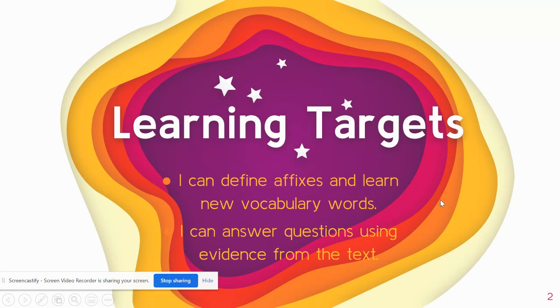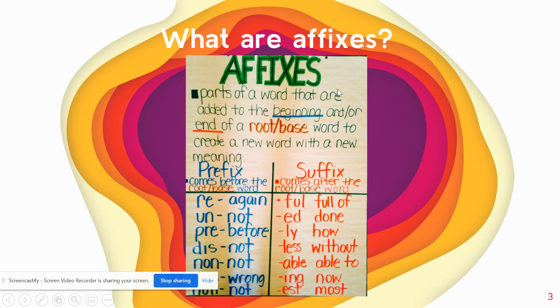Our learning targets for today are: I can define affixes and learn new vocabulary words, and I can answer questions using evidence from the text. This is the same question we used yesterday. Today we're going to practice that skill with 2 more pages as we're doing our close read. Your first question may be, what are affixes? Remember, those are parts of a word that are added to the beginning and or the end of a root word or a base word to create a new word with a new meaning.